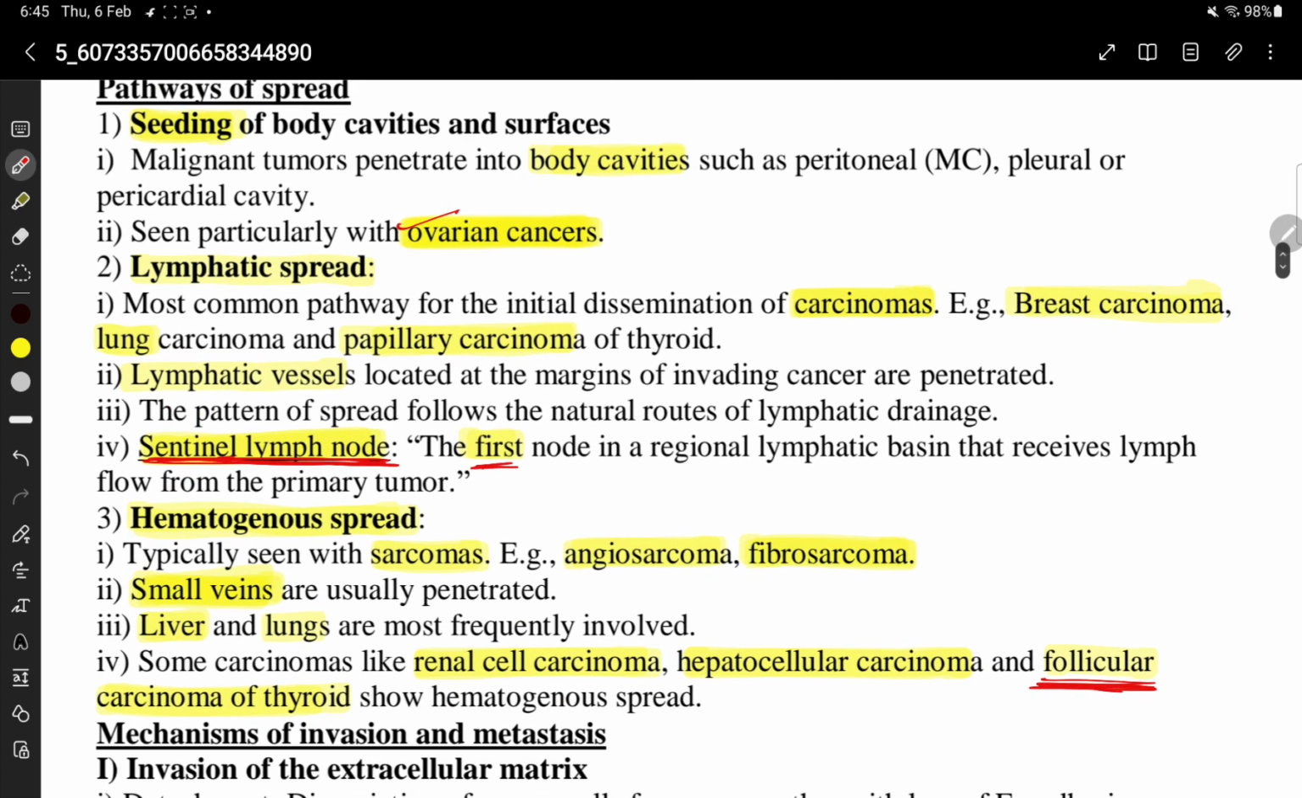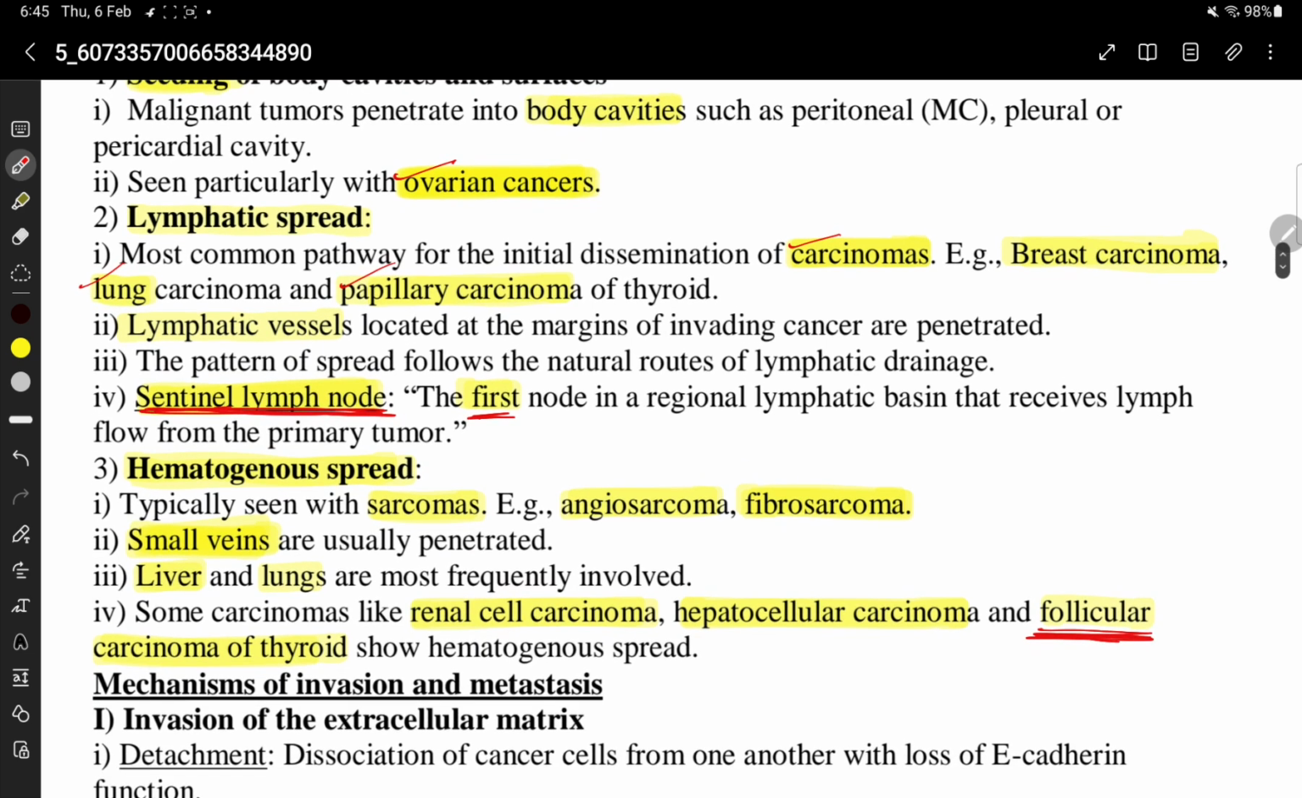Lymphatic spread is the most common pathway for dissemination of carcinomas like breast carcinoma, lung carcinoma, and papillary carcinoma of thyroid. Lymphatic vessels located at the margins of the invading cancer are penetrated. The pattern of spread follows the natural route of lymphatic drainage. The sentinel lymph node is the first node in the regional lymphatic basin that receives the lymph flow from the primary tumor.